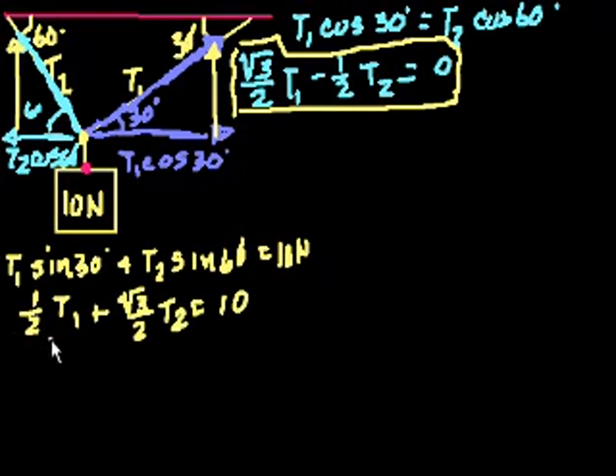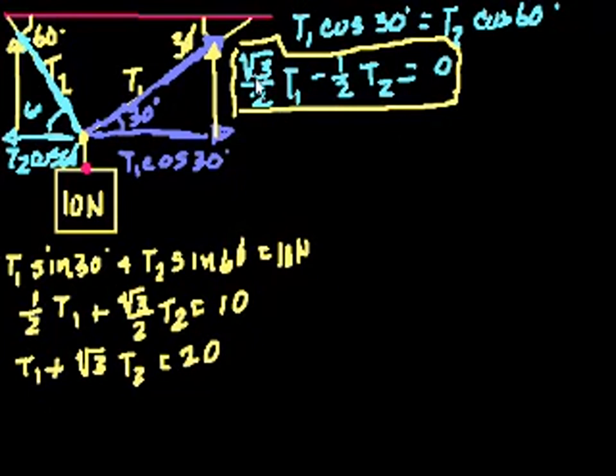And I don't like all these 2's and this 1/2 here. So let's multiply this whole equation by 2. So 2 times 1/2, that's 1. So you get T1 plus the square root of 3 T2 is equal to 2 times 10, which is 20. Similarly, let's take this equation up here and multiply it by 2 and bring it down here.